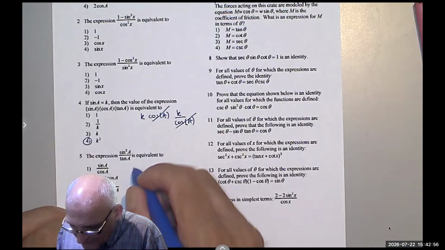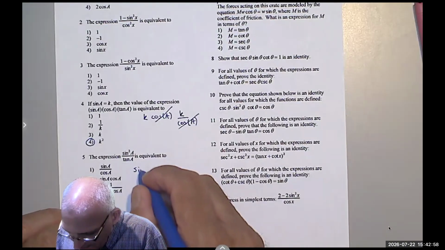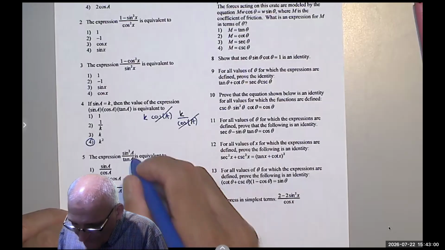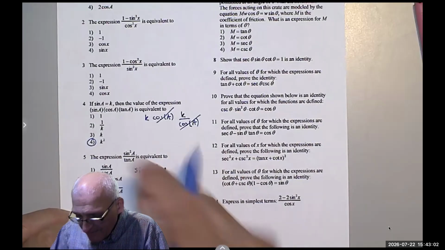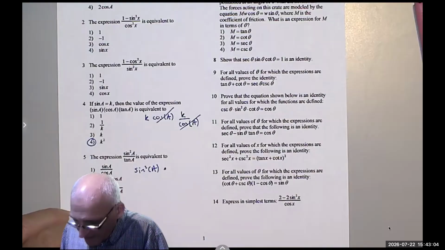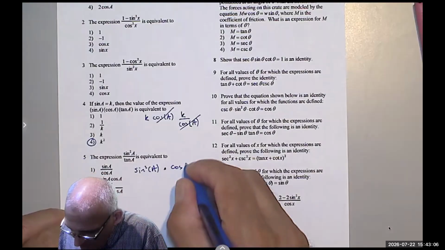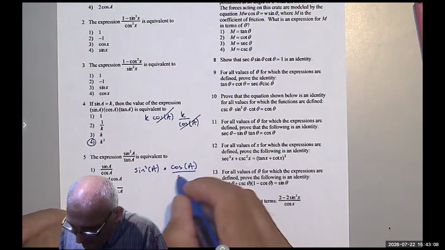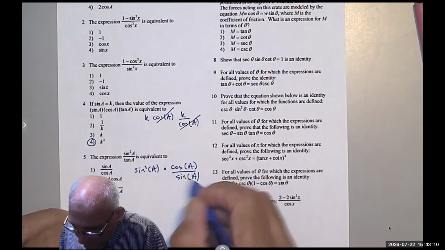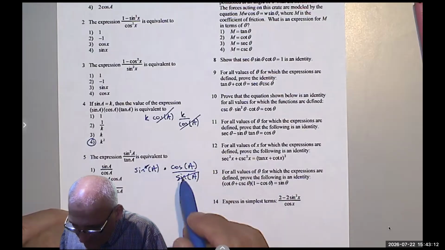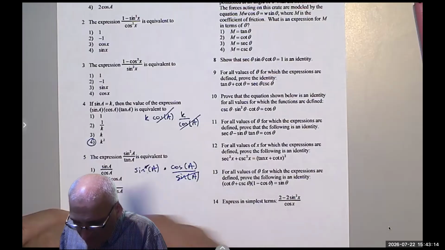Sine square over tan, meaning multiplying by the reciprocal of tan, which is cotan, meaning by cosine over sine. The square cancels and you get sine A cosine A.